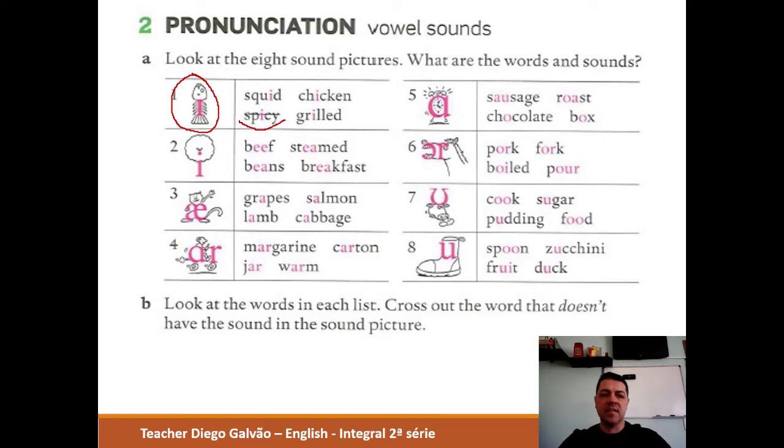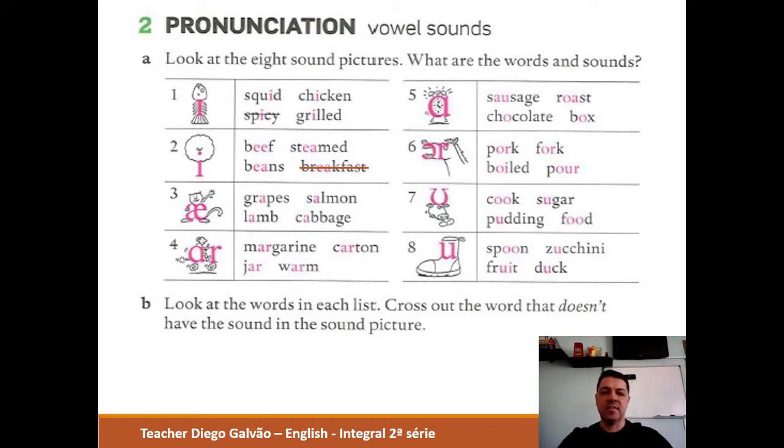Now look at the second sound. For the second sound, we have the word tree. So repeat after me. Tree. The sound is /iː/. Take a look at the 4 words. Beef, steamed, beans, breakfast. Easy, isn't it? Which word is different? Of course, it's breakfast.